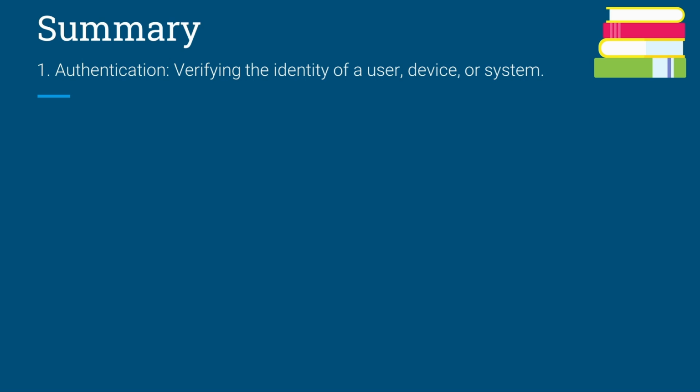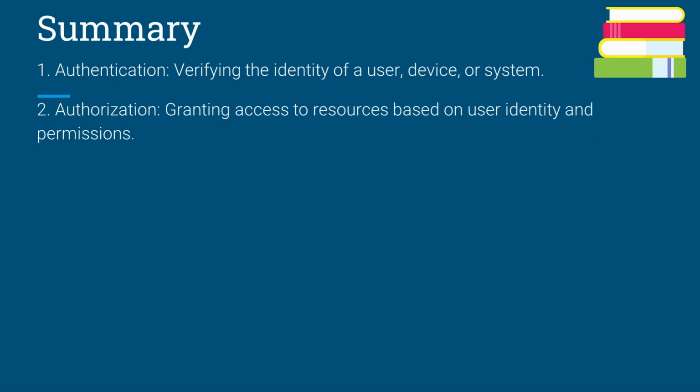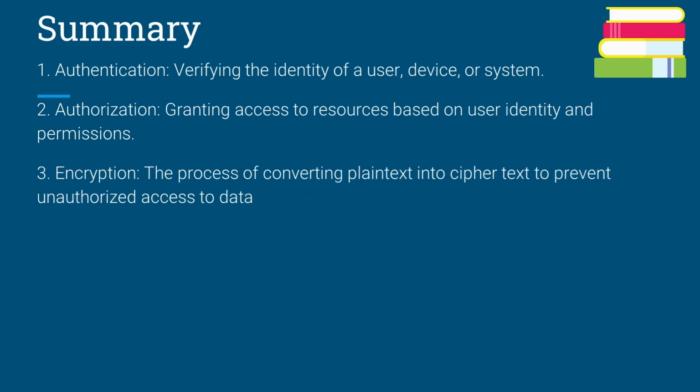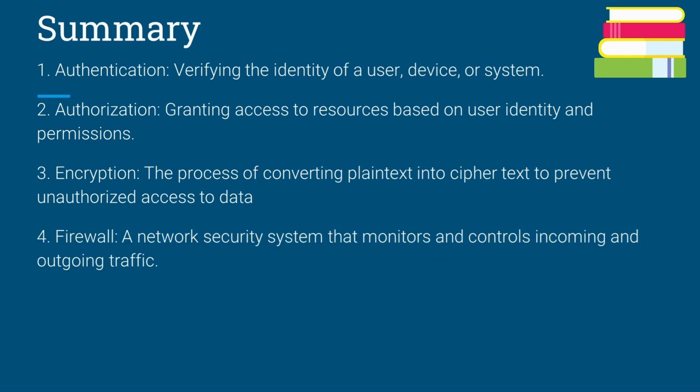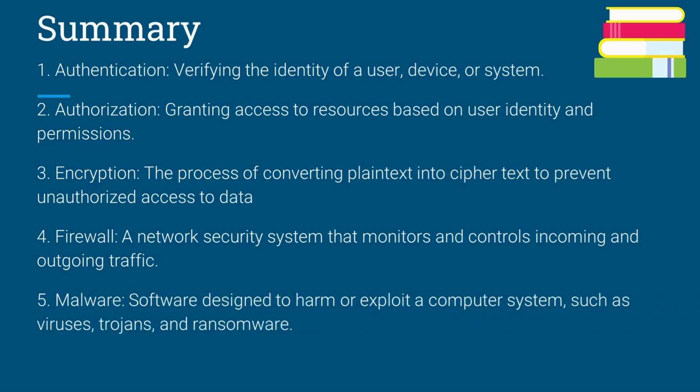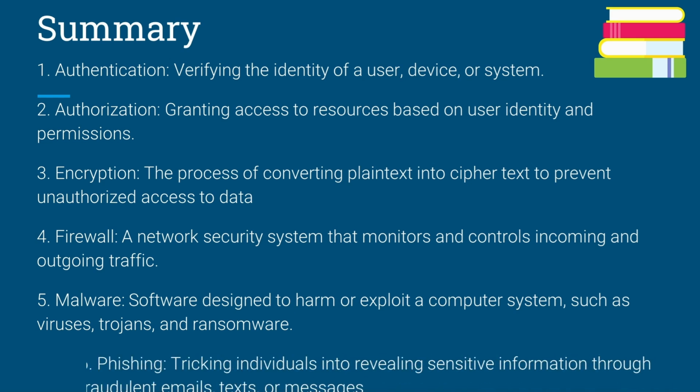First one is authentication, verifying the identity of a user, device, or system. Authorization is granting access to resources based on user identity and permissions. Encryption is the process of converting plain text into ciphertext to prevent unauthorized access to data. Firewall is a network security system that monitors and controls incoming and outgoing traffic. Malware is software designed to harm or exploit a computer system, such as viruses, trojans, and ransomware.